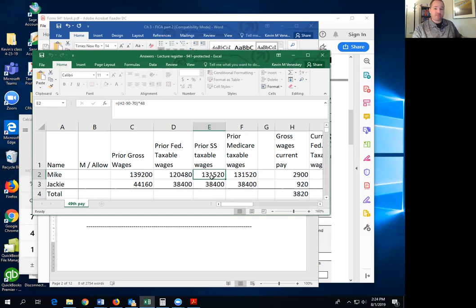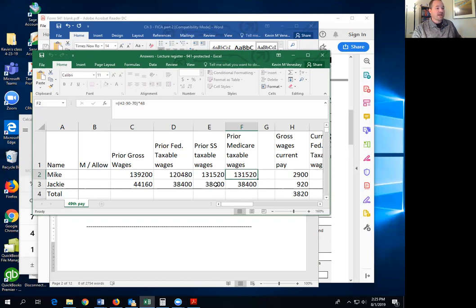If you remember the cap from week 1 and week 2, it's 132,900. And that's going to come into play here in just a few minutes. Now, as long as we haven't hit the cap, our Medicare wages are going to be the exact same as our Social Security. As soon as I do hit the cap, this E2 will stop at 132.9, and that will happen here this next pay. But Medicare will keep going because Medicare has no cap. So that's why we have a different column for each one of these.